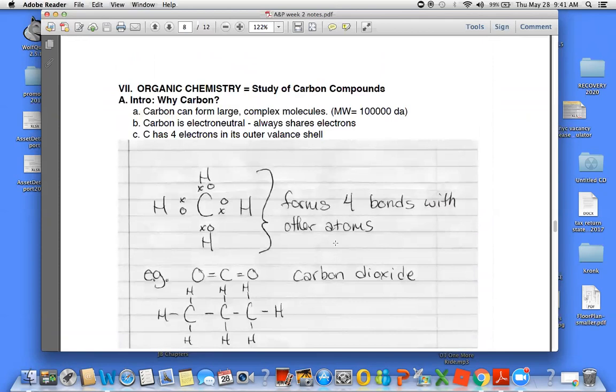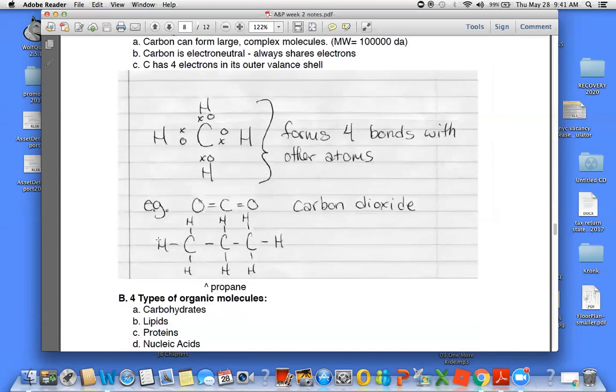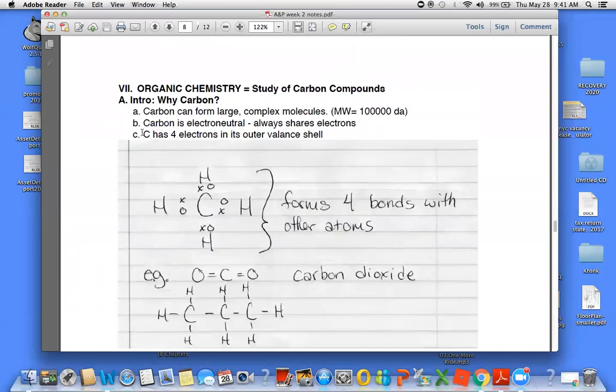Our next agenda, and if you go on to your chapter, it's to look at carbon. Why carbon? And that's on page 55. We have a picture of the atom, and in your notes, organic chemistry is the study of carbon-containing compounds. Carbon forms large, complex molecules, 100,000 Daltons. Carbon is electroneutral. It always shares electrons. In other words, it forms a neutral atom. As you can see, this thing here is propane, carbon dioxide. This is methane. You know, cows give it off with gas. So do we, by the way.